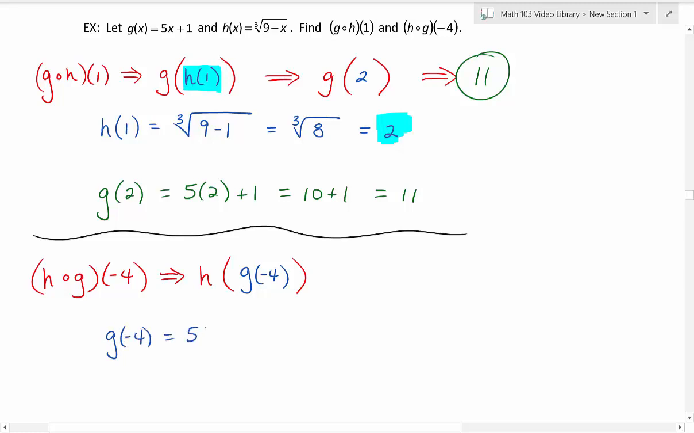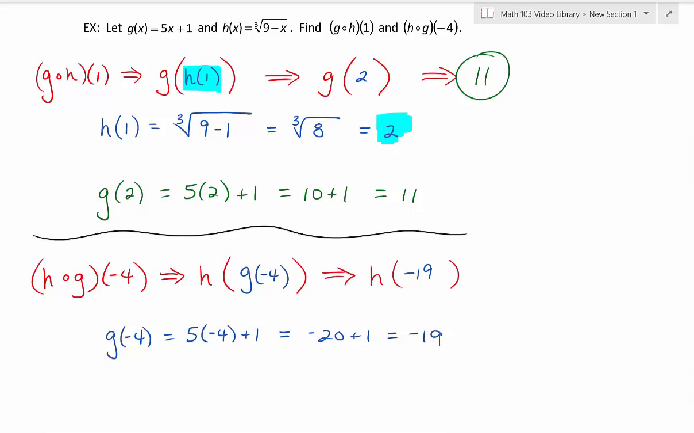It's going to be 5 times -4 plus 1. -20 plus 1 is -19. That's our first output. Now we're ready to plug that output into our second function. So we're going to be finding h of -19.